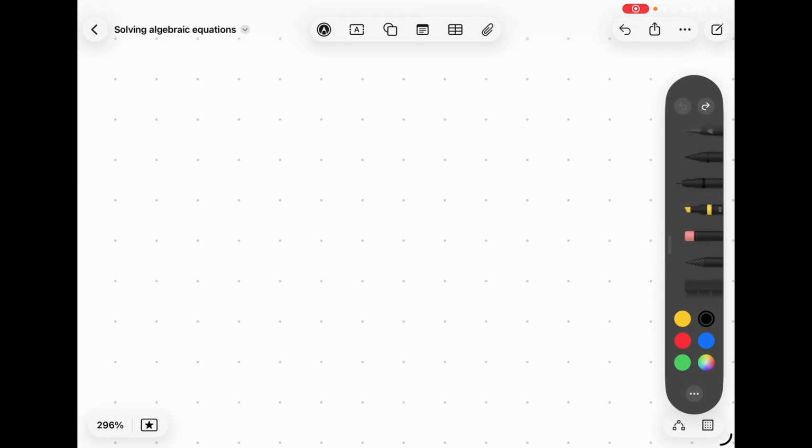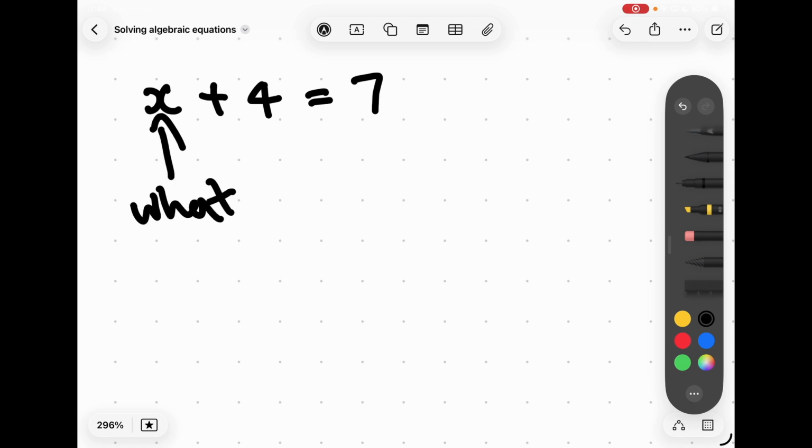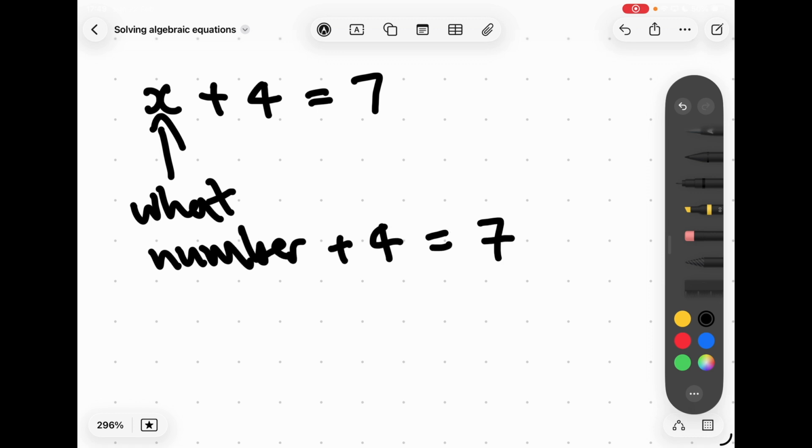Hey everyone, in today's video we're going to look over how to solve algebraic equations. An algebraic equation is something that might look like this. So that means what number plus 4 is equal to 7.